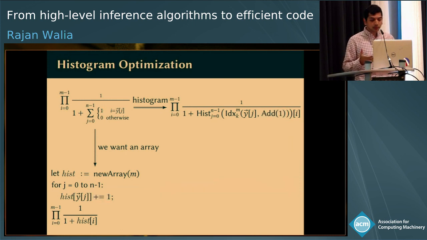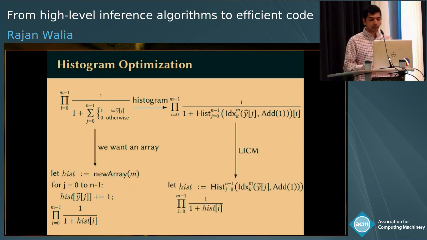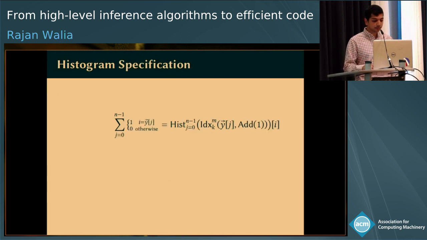Once we do this, our hist expression is pure, and we can perform loop invariant code motion on pure expressions, and we can get the expression that we want by then expanding it to pure code, impure code. So again, this is the histogram optimization, and let's look at how we do this.